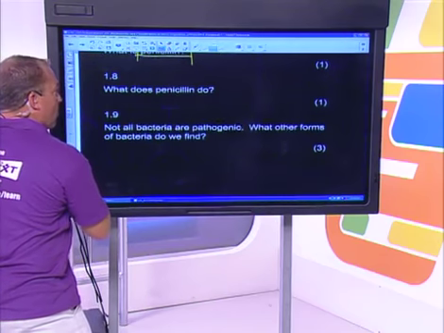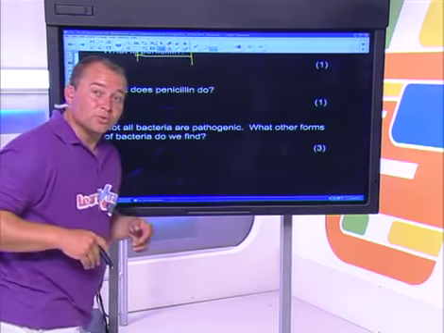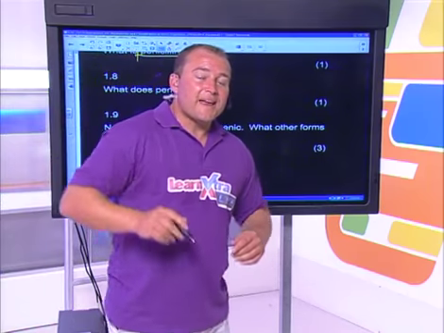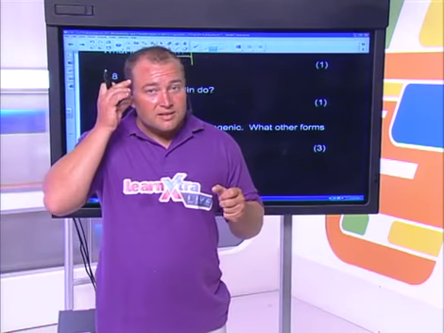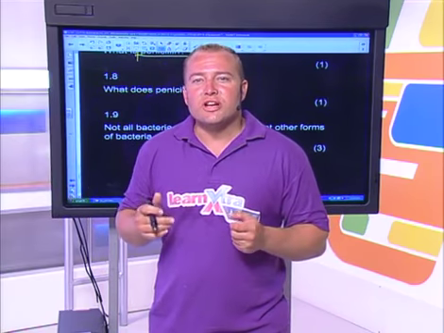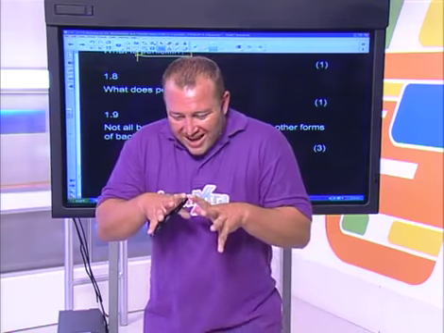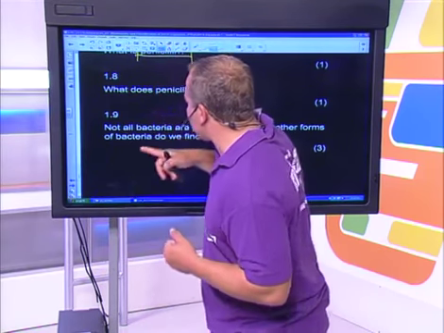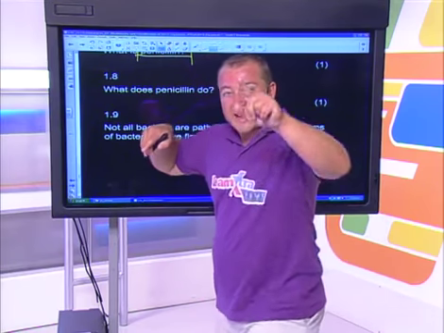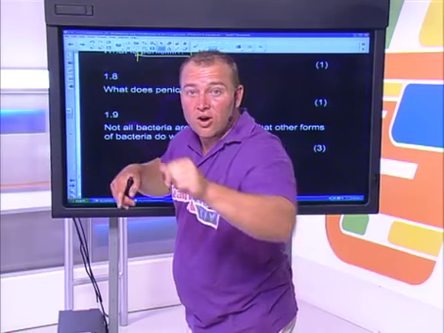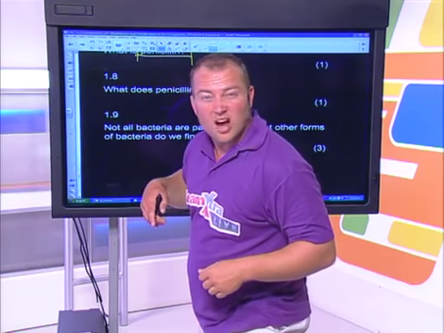Next one. What does penicillin do? Remember, penicillin kills the bug, right? It kills the bacteria. It breaks it. It stops it from breeding as well. And what I want from you is to know what the process is of killing the bacteria. Somebody's got to send me the answer on Facebook or Twitter.